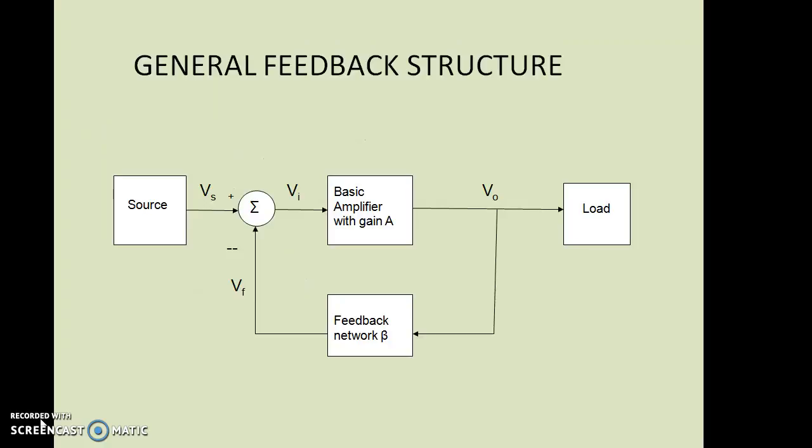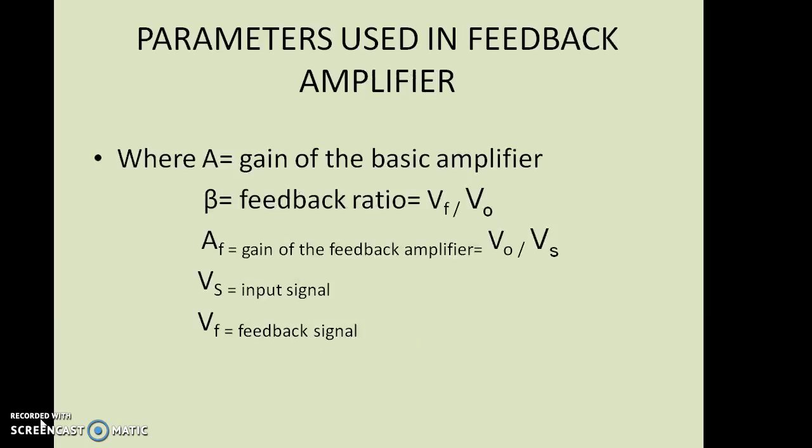This is the general feedback structure. Vs is the input signal, Vi is the signal to the amplifier with gain capital A, and V0 is the output voltage. In the feedback network, the gain factor is represented by beta, and Vf is the feedback voltage.